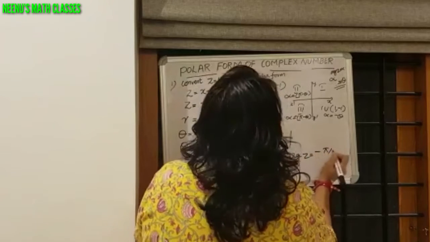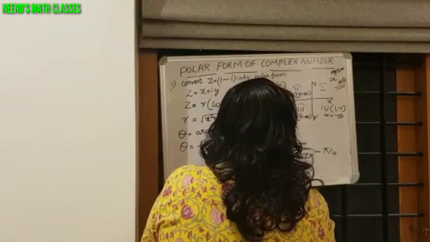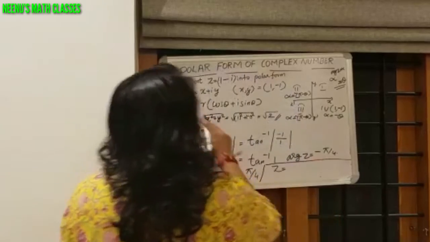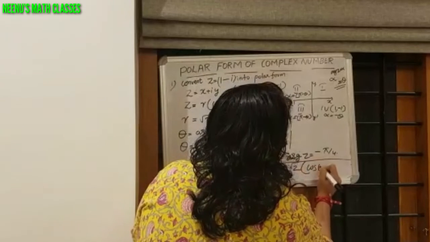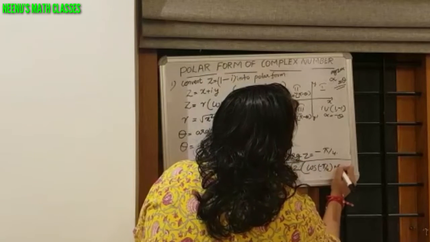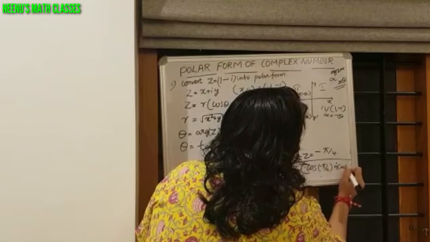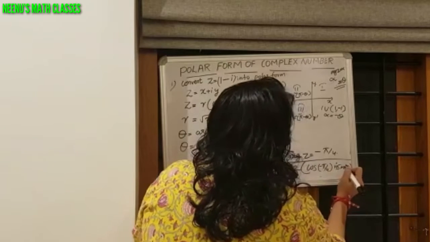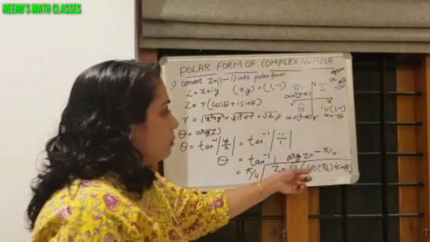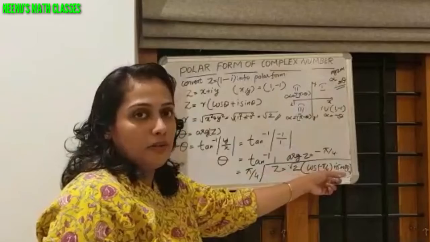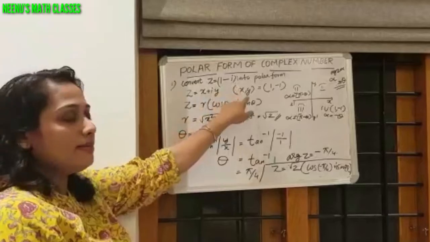So what is our answer? In polar form, what do we write? z equal to, we got r as root 2, root 2 within bracket cos of minus pi by 4 plus iota sine of minus pi by 4. This is the answer. z equal to root 2 cos minus pi by 4 plus iota sine of minus pi by 4. This is the polar form of z equal to 1 minus i.